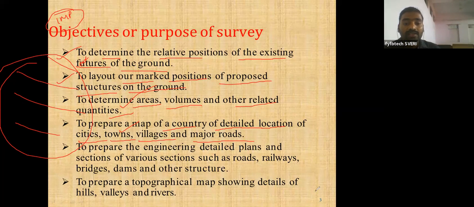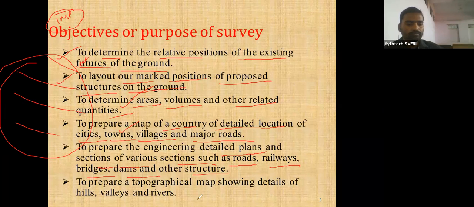Then, to prepare engineering detailed plans and sections of various structures such as roads, railways, bridges, dams, and any other structure. If you want to construct any house, road, bridge, railway track, airport, anything, you have to do the surveying first. Without surveying, you cannot do it.